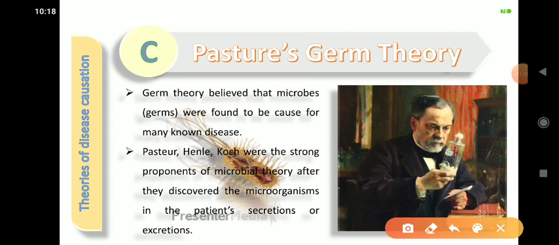First, the germ theory, the beginning of this theory, was given by Louis Pasteur. That's why it is called Pasteur's germ theory. Later, scientists like Henle and Robert Koch combined their work in this theory.